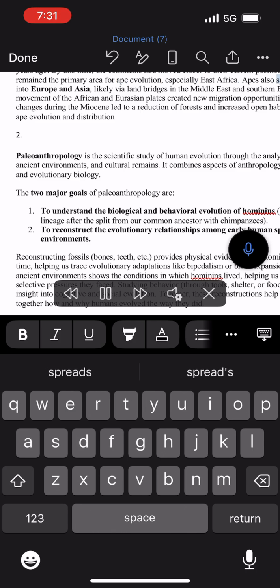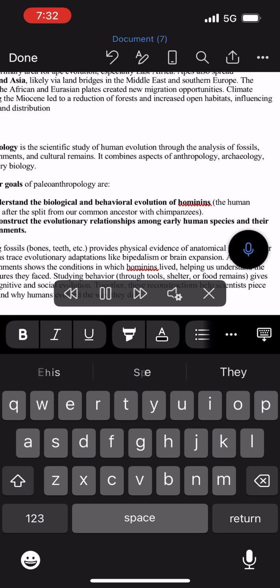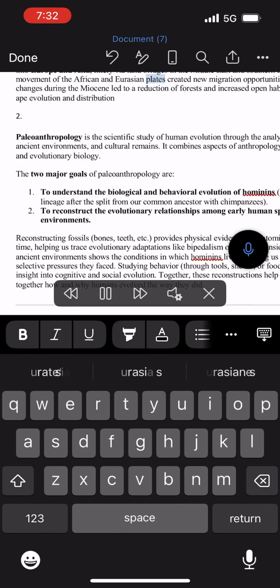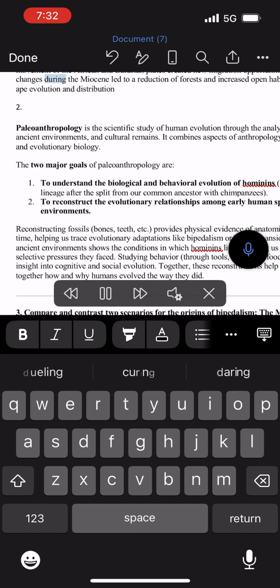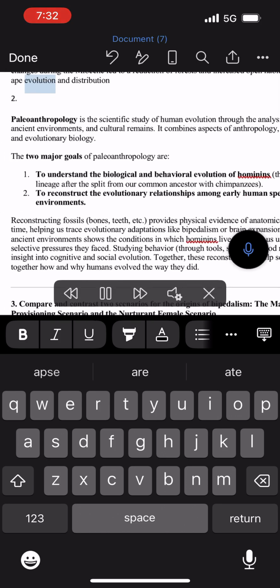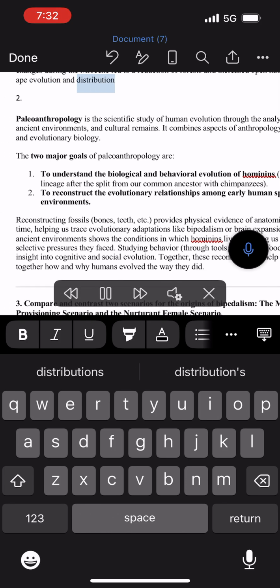Apes also spread into Europe and Asia, likely via land bridges in the Middle East and Southern Europe. The movement of the African and Eurasian plates created new migration opportunities. Climate changes during the Miocene led to a reduction of forests and increased open habitats, influencing ape evolution and distribution.